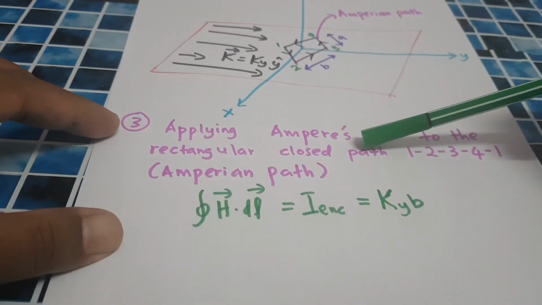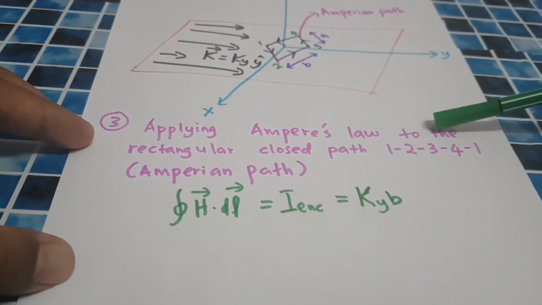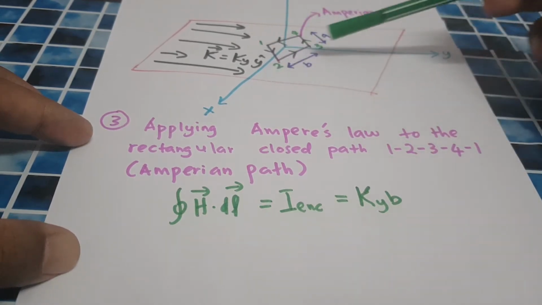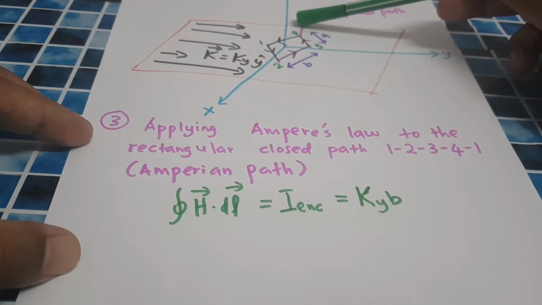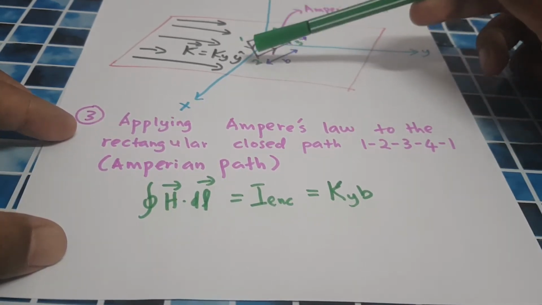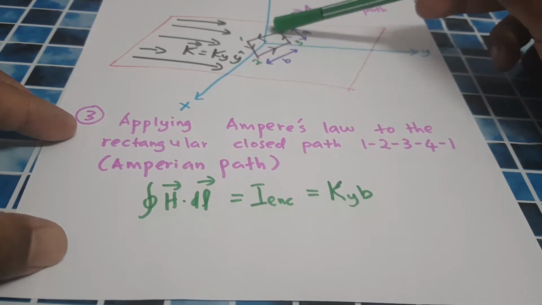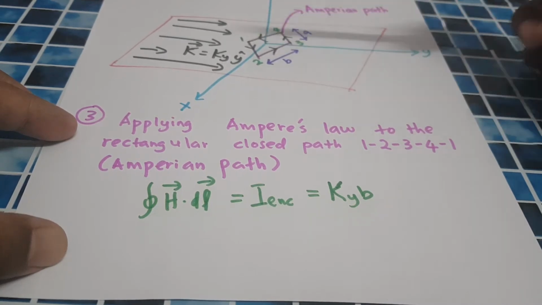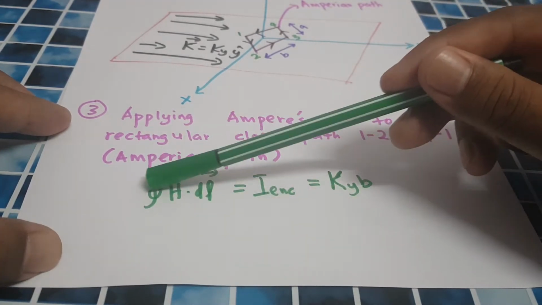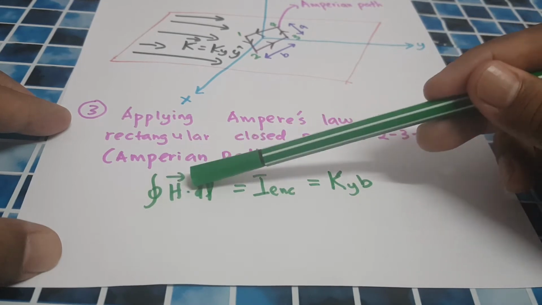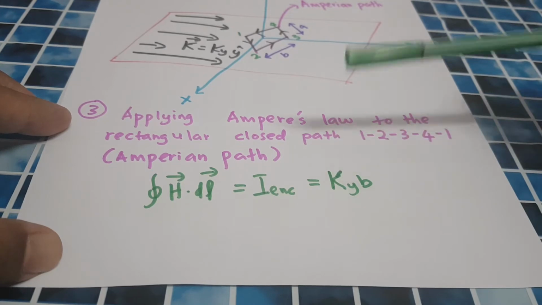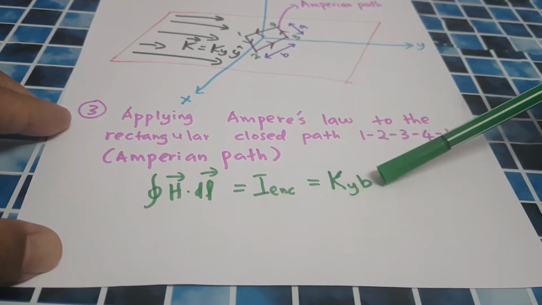So applying Ampere's law to the rectangular closed path, we name the corners 1, 2, 3, 4, and the direction is 1 to 2, 2 to 3, 3 to 4, 4 to 1. The mathematical equation is the closed path integral of H dot dl equal to I enclosed, equal to K in the direction of y times b.